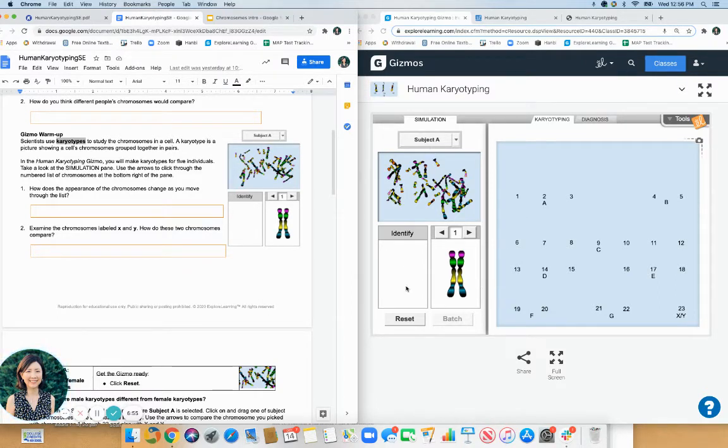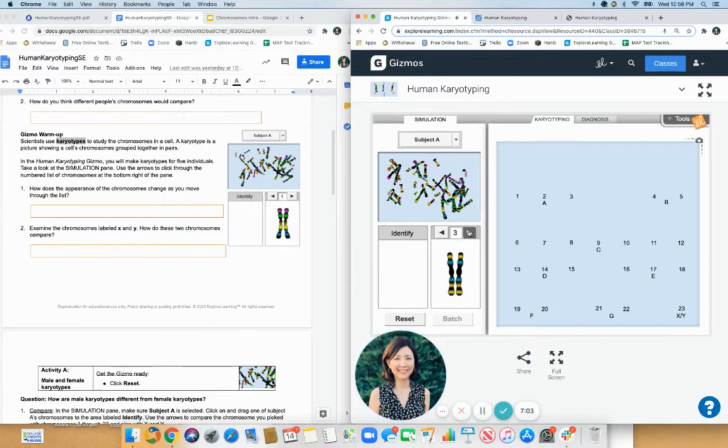So here's our simulation pane, and here it shows you this is chromosome pair 1, 2, 3, 4, 5. And notice, you're going to go through all 23 pairs. Look at what's happening to the size of these as we go higher in our chromosome pair count. So by 22, they're very small.